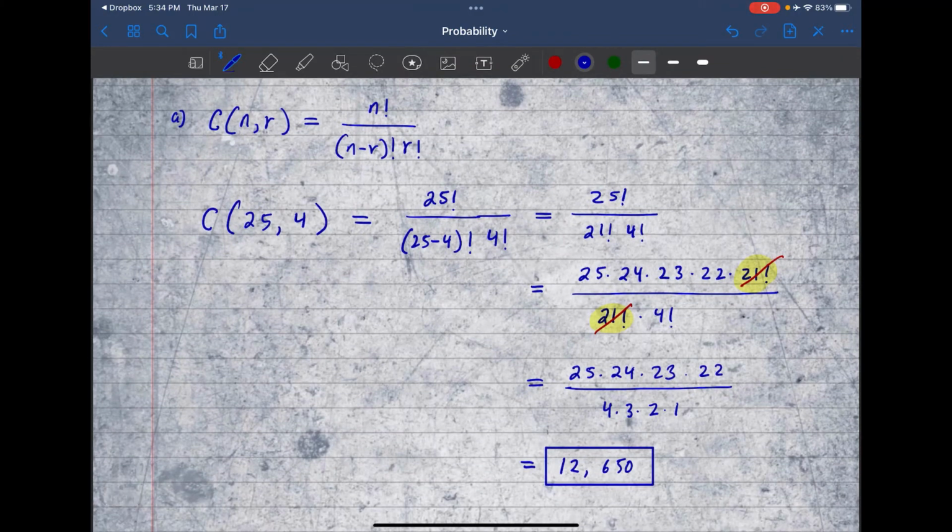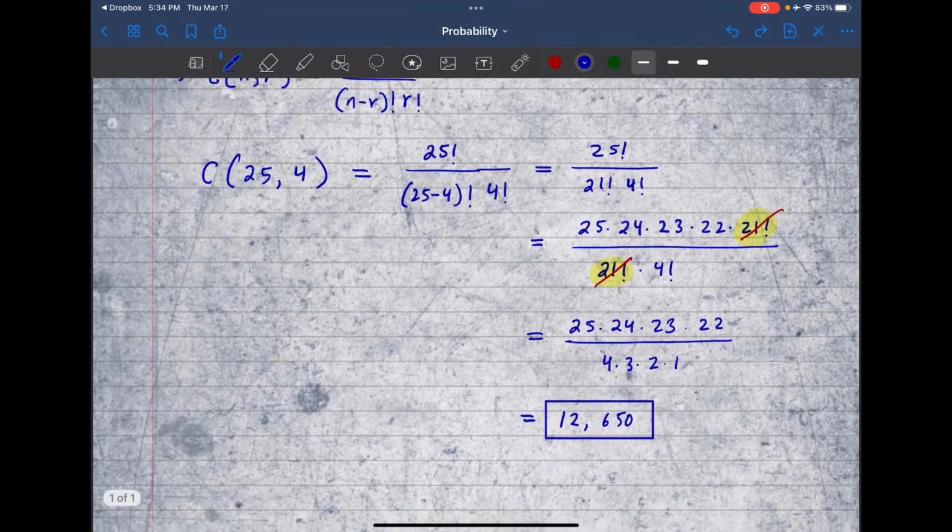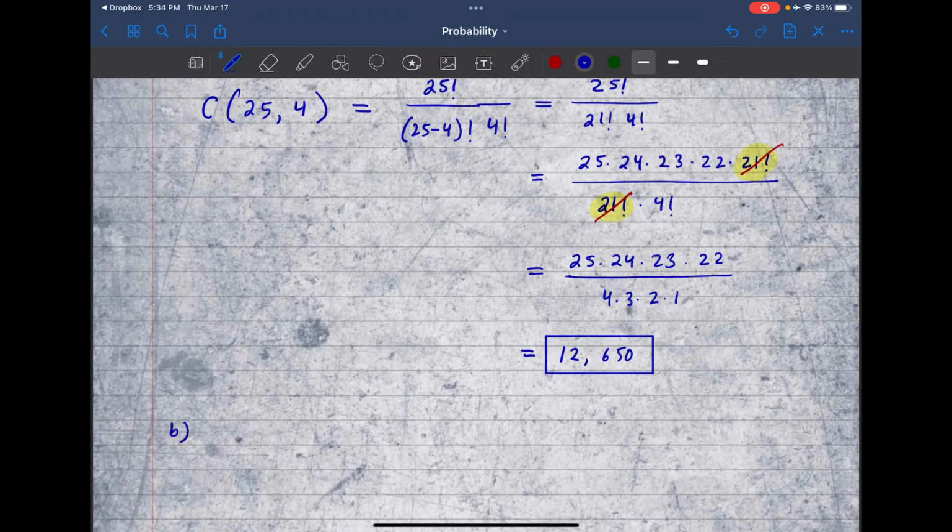Now let's take a look at the second part. We want to find how many samples of 4 could be drawn in which all 4 are rotten. So how many are rotten? Well, we know 7 of them. Of those 7, we're going to choose 4 because we want all of them to be rotten apples. So for the second part, we will have the combinations. Again, it doesn't matter which 4 we select. Of the 7 rotten, we want all 4 of them to be rotten apples.